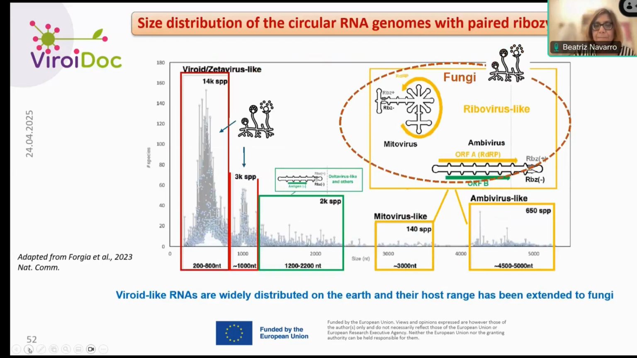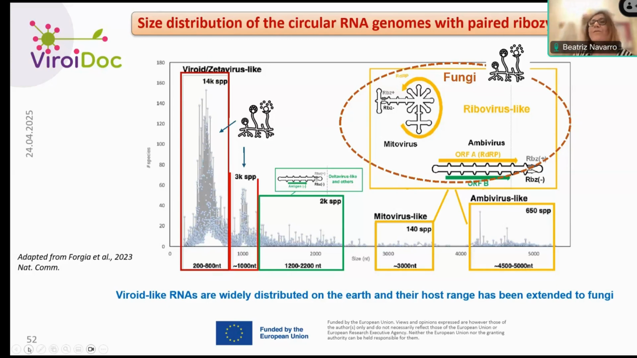So we can see 5 different groups. The most abundant were those with characteristics of the size similar to those of viroids, the small ones. The second group had a size similar to satellites. The third one, the green one, contains the circular RNAs with a size up to 2 kilobases, containing the delta and delta-like virus.